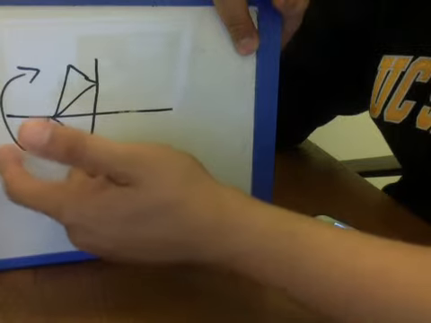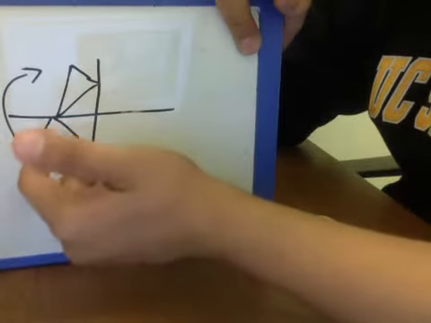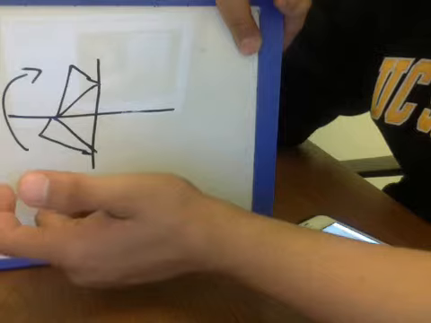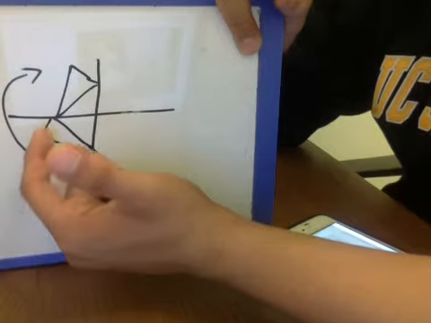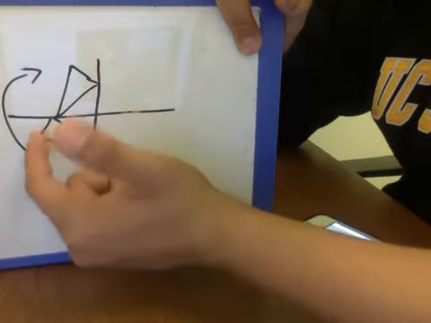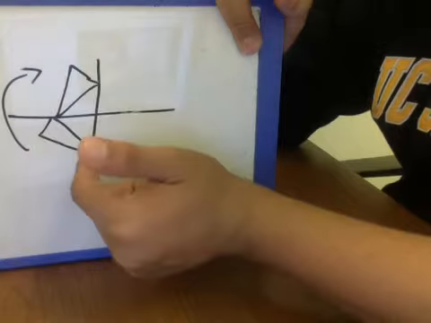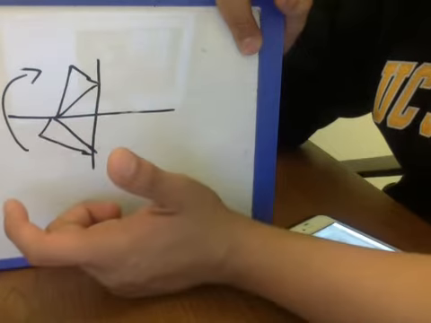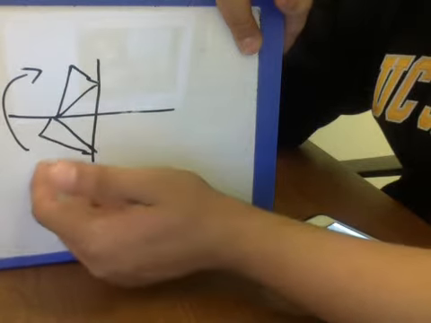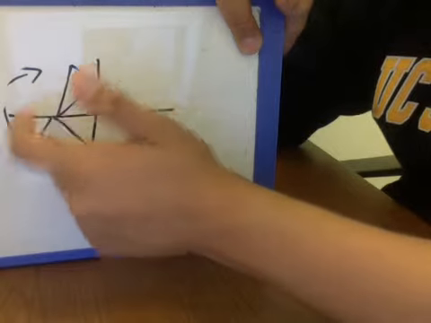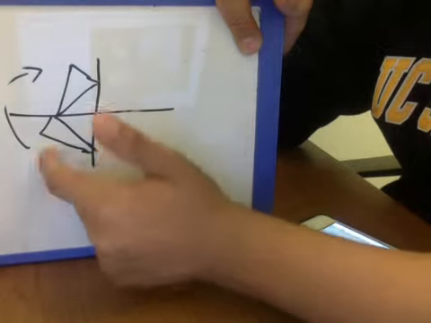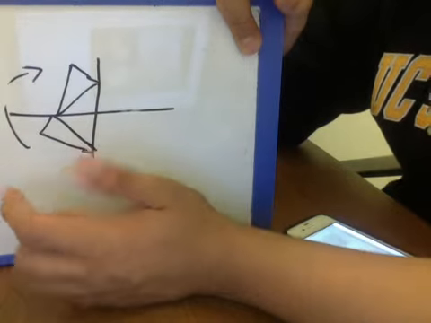That means each point was moved 90 degrees clockwise. So this point was moved there, this point was moved to there, and that point was moved to there, 90 degrees each. So that's why we only move one quadrant. See? This is 1, 2, 3, 4 quadrants. Okay.